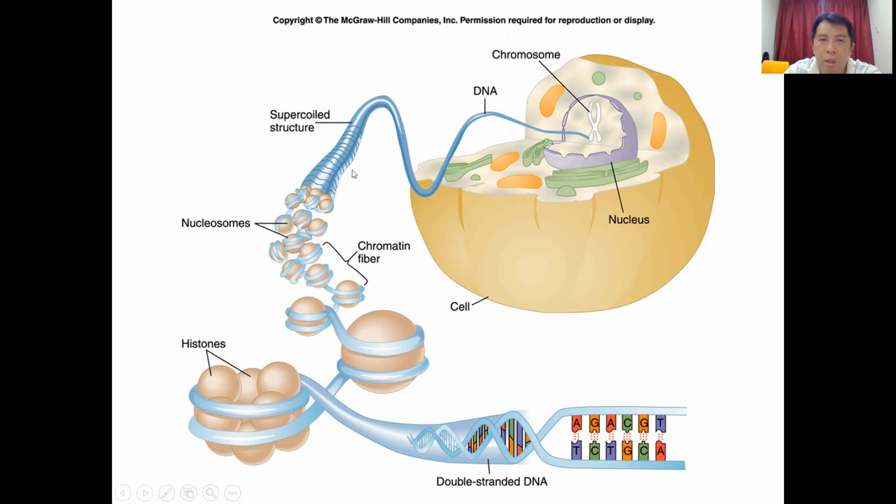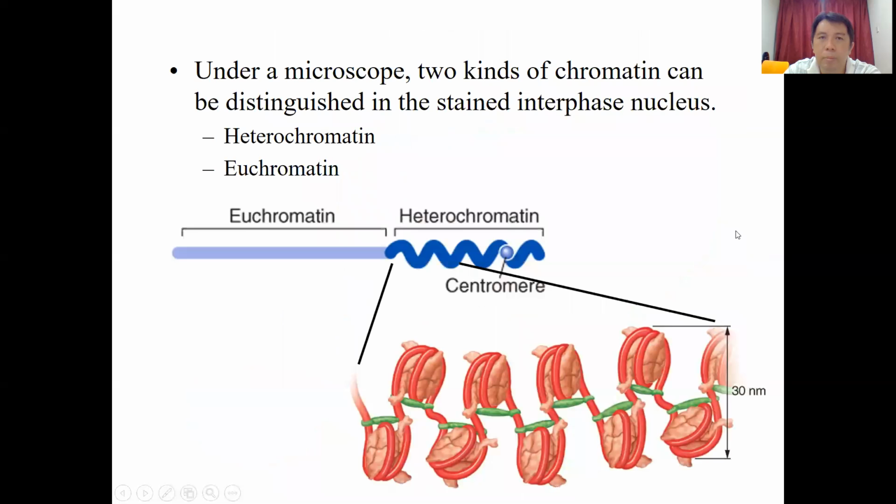Then after that, they further condense and coil. We call it a supercoil structure. So after that, this forms a chromatin. And then after that, they further condense and become a chromosome. So under the microscope, two kinds of chromatin can be distinguished according to the state during the interphase. You can see the heterochromatin and euchromatin here.